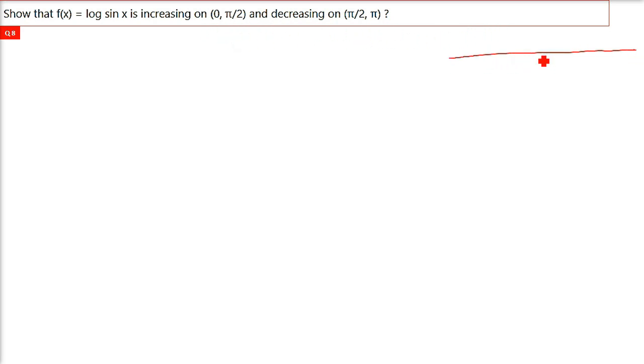So again I am making a number line. I am not making the actual number line. I am just trying to show that this is 0, this is pi by 2, this is pi. Pi is basically 3.14, you know that. So we have 0 and 90 degree and 180 degree. I have just made the number line to show you that we are talking about this interval 0 to 90 degree and 90 degree to 180 degree. So you have to show that in the first interval it is increasing, in the second interval it is decreasing.